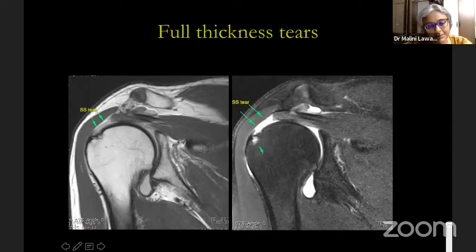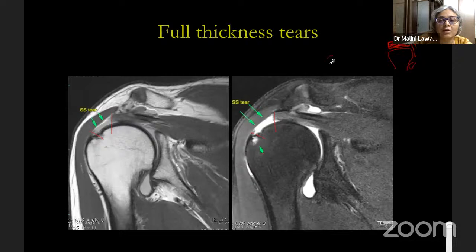Coming to full thickness tears, these are easy to identify because you can see a clear fluid filled gap. So here you can see there is no tendon from here till here. No tendon from here up till here. So there is a full thickness tear of the supraspinatus tendon. And on a sagittal image, if I imagine this as the humerus and this as the AP extent of the supraspinatus, this infraspinatus, this the spine, so if this entire AP dimension of the supraspinatus is torn, I'll call it a complete full thickness tear.